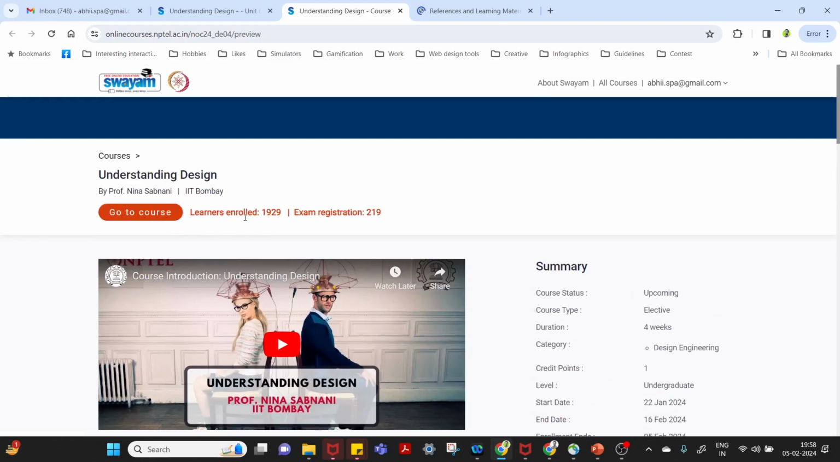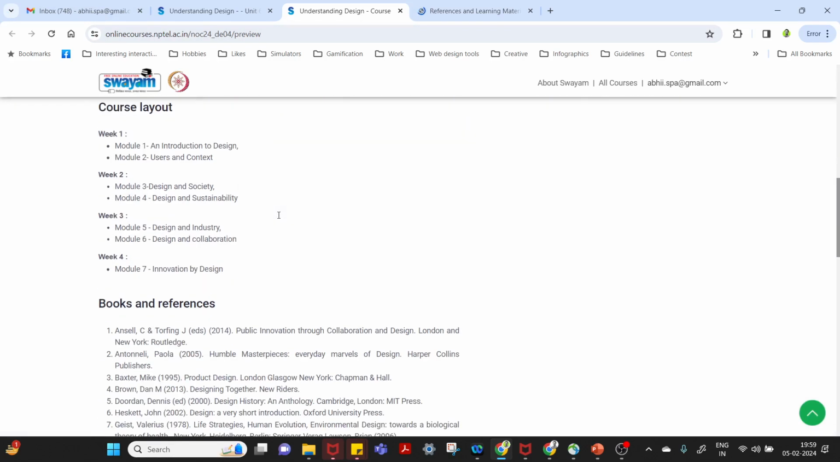So we can see certain numbers here. The learners enrolled for this course are 1929. We have already got more than 200 exam registrations. So I think that's a huge figure. More than 200 learners have registered for the exam, and approximately 2000 learners are enrolled in this particular course.